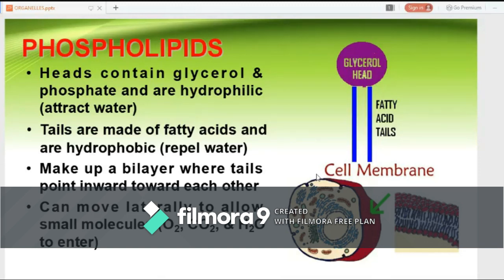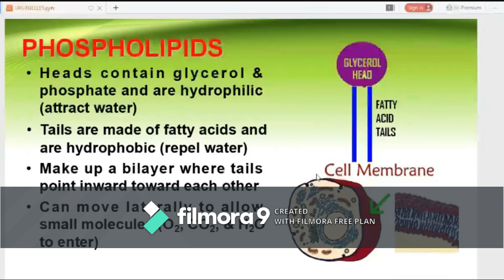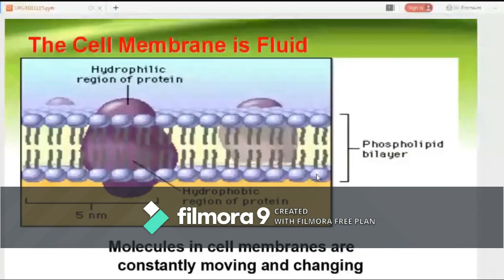These phospholipids can actually move laterally, or from side to side, to allow small molecules such as oxygen gas, carbon dioxide, and water to enter. Molecules in the cell membranes are constantly changing and moving, and the movement is usually from side to side, as you can see in the illustration.